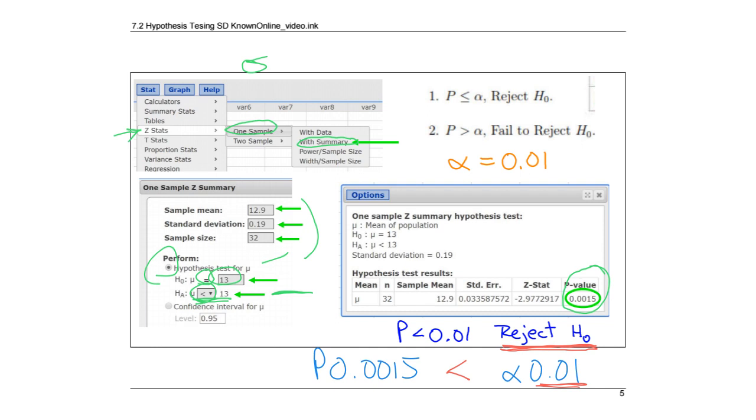Of course, by rejecting the null hypothesis, remember our claim was on the alternative. So if we rejected the null hypothesis, that means that we're able to support the claim. And we're going to keep doing more of looking at that wording.